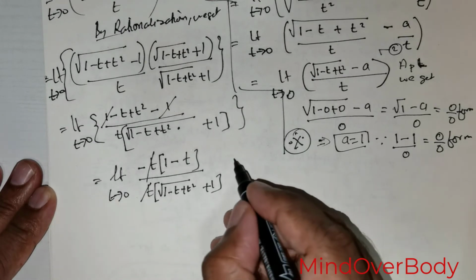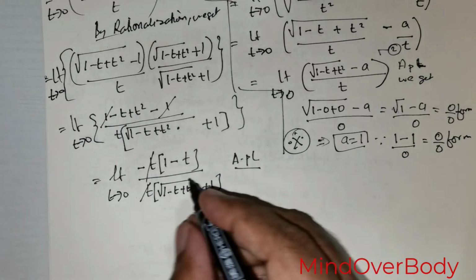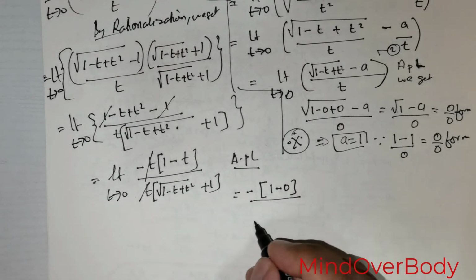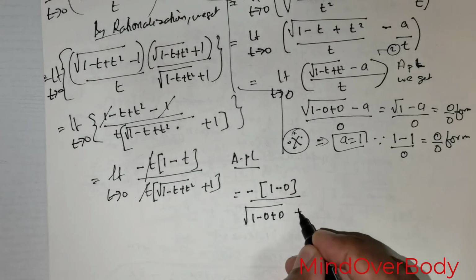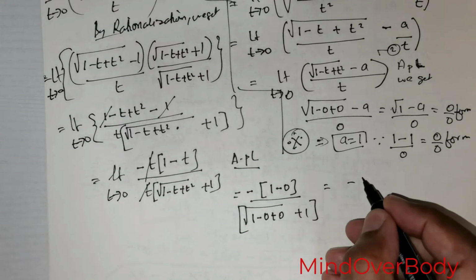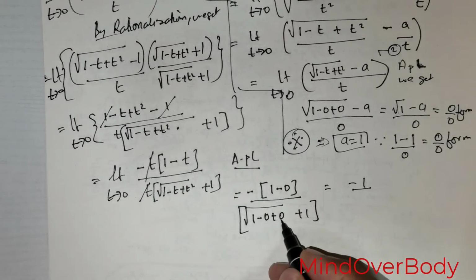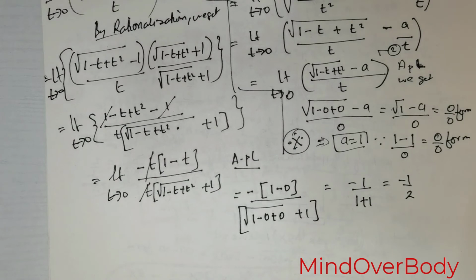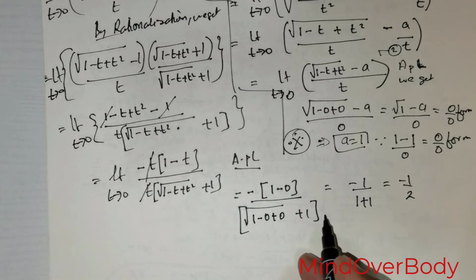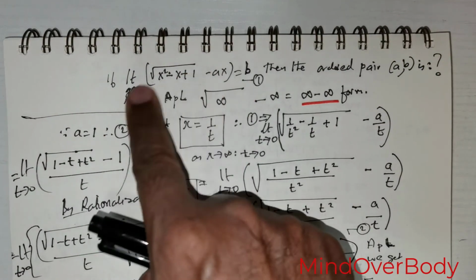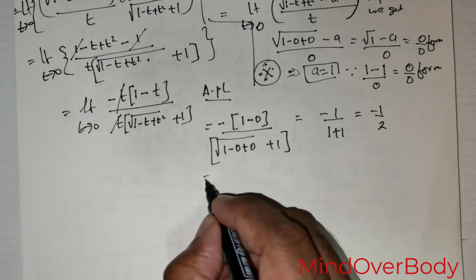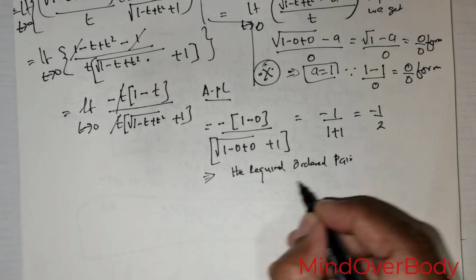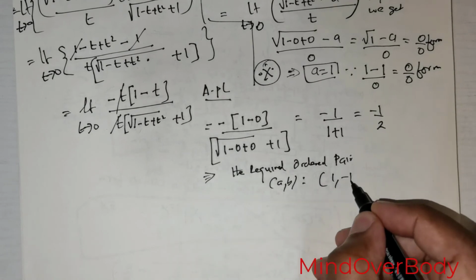Now applying limits, what do we get? This is going to be -1 - 0 divided by root of 1 - 0 + 1, which is equal to -1 divided by, this is 0, this is 0, root of 1 is 1, +1 is going to be -1/2. So this is my value for b, because if you look at the problem, it says the limit of the function is equal to b. So this implies the required ordered pair (a, b) is (1, -1/2).